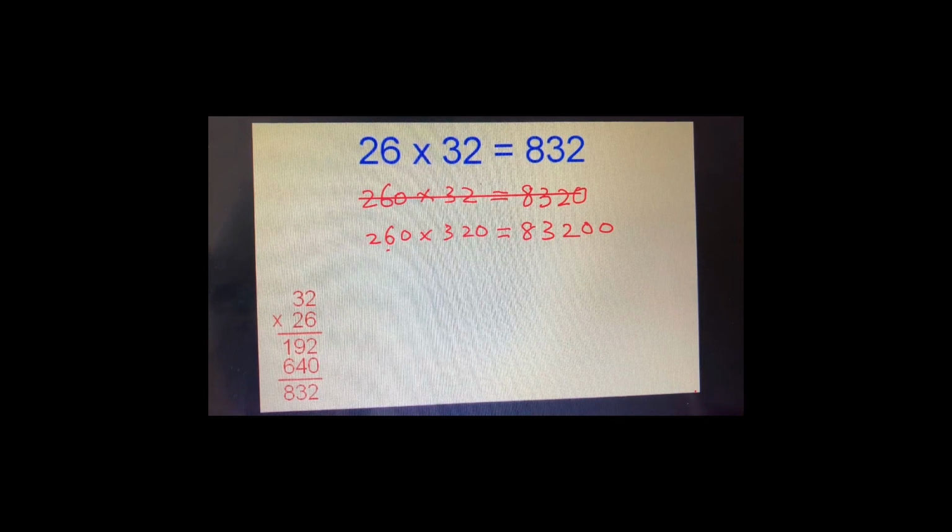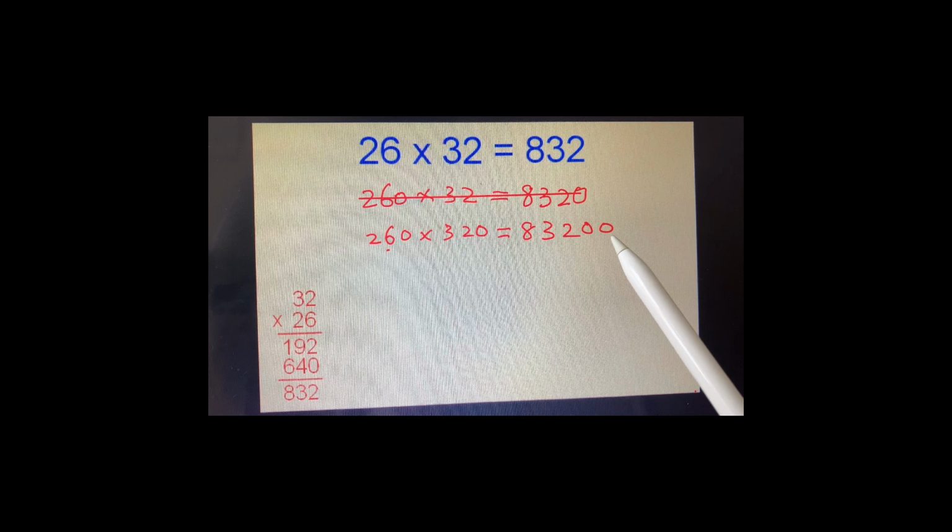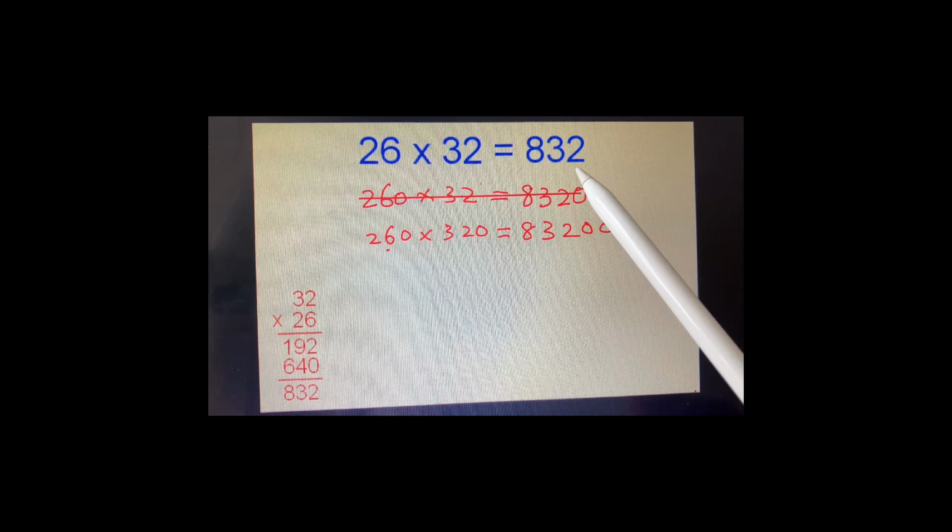I can check my answer by rounding this number to 300, this number to 300. 300 times 300 is 90,000. It is close to what I can get using this digit.